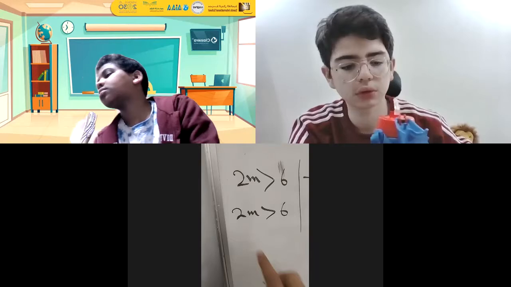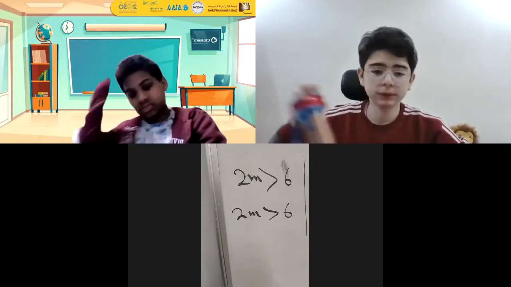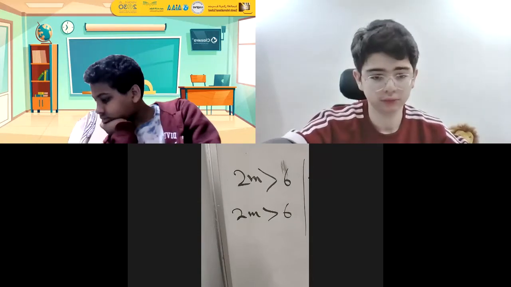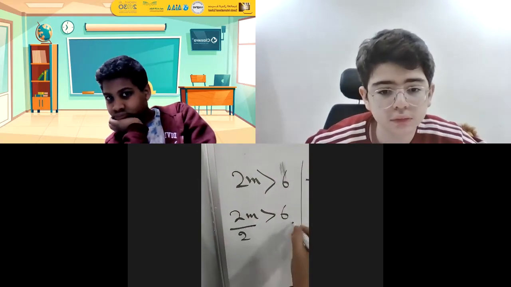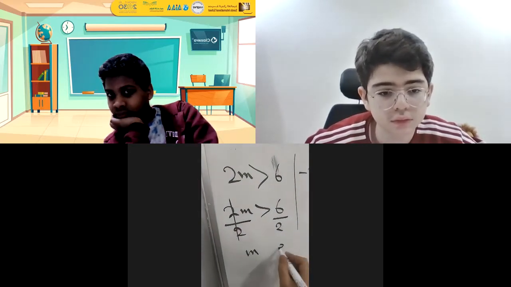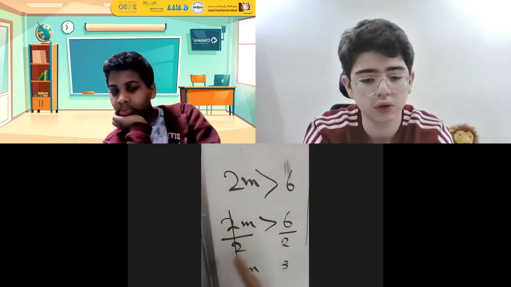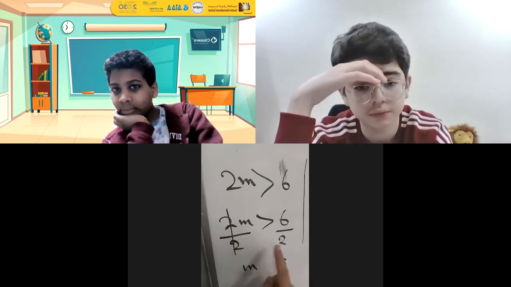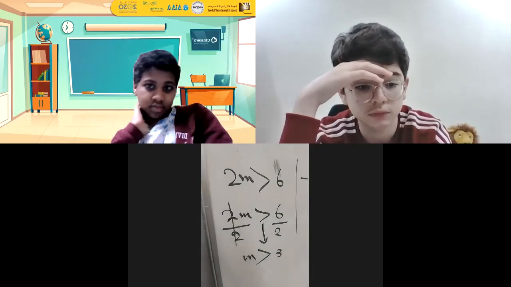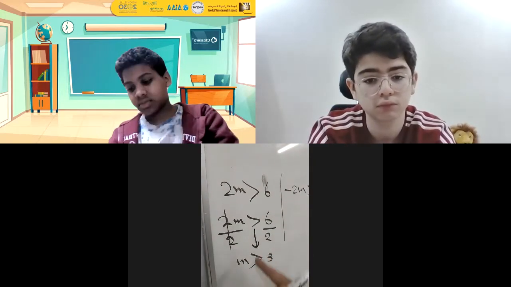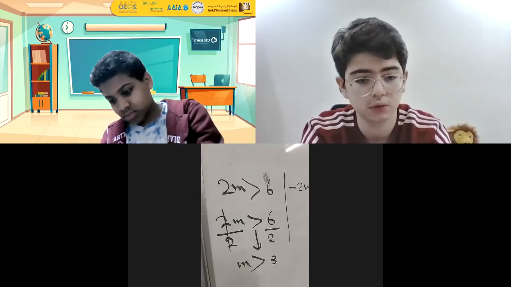Okay, my dear? 2m more than 6. Omar, what will I do? You will divide by 2. We divide by 2 on both sides, right? Let's divide by 2 here and divide by 2 here, m, and here 3, right? Now focus with me. Here I divided both sides by a positive number. Got it? The 2 is positive, right? Yeah, got it. So the inequality stays the same. See it? Yeah, we see it. Good.